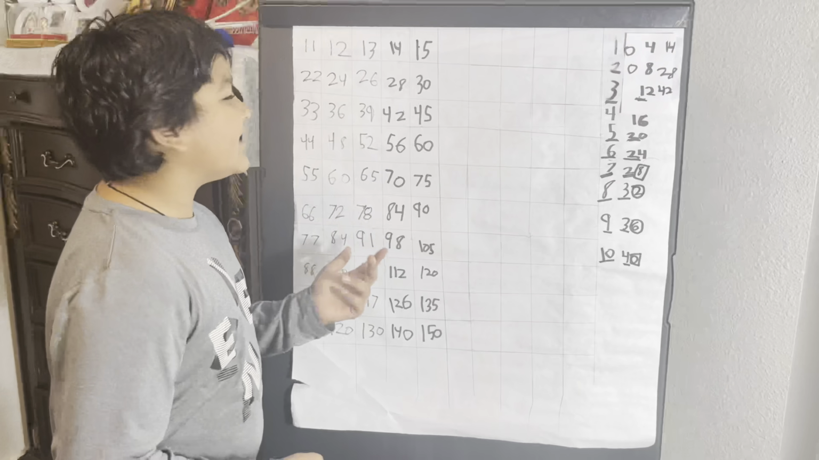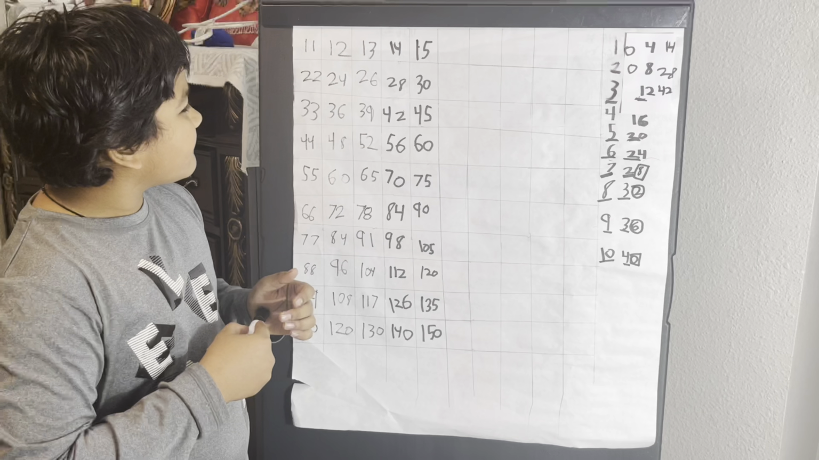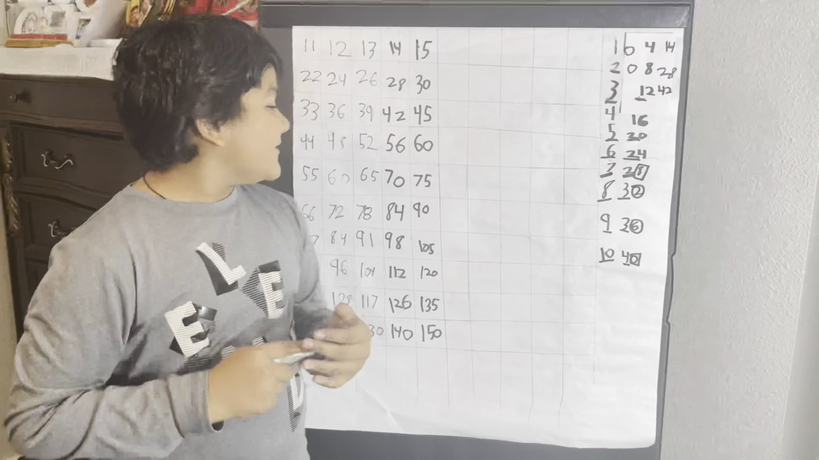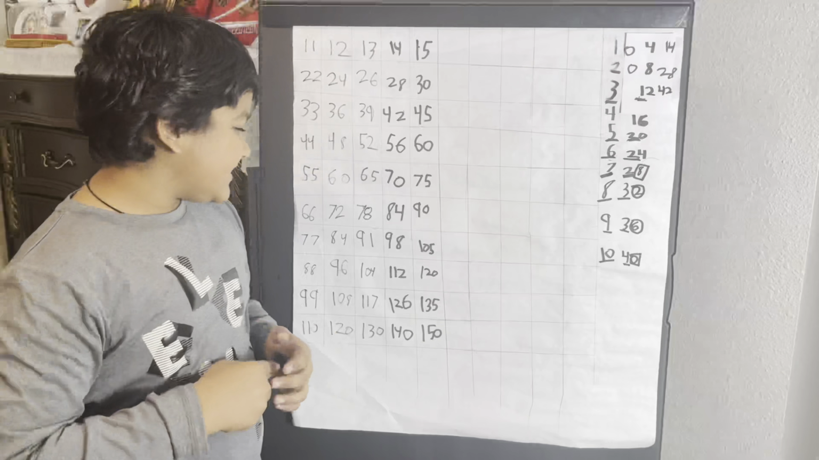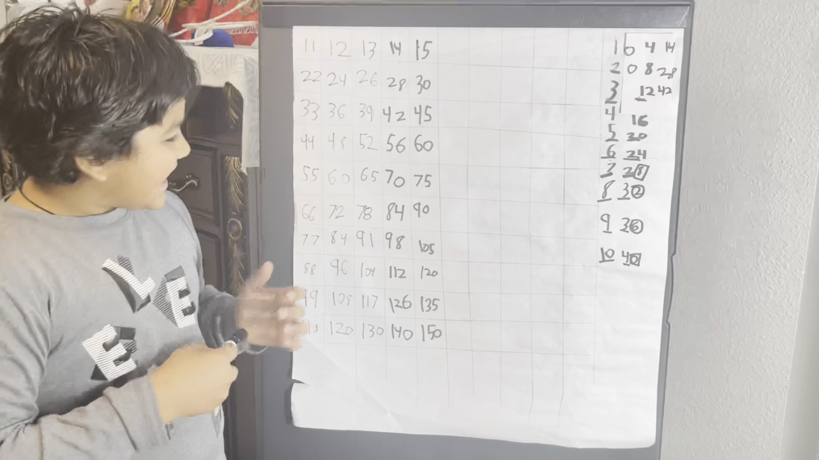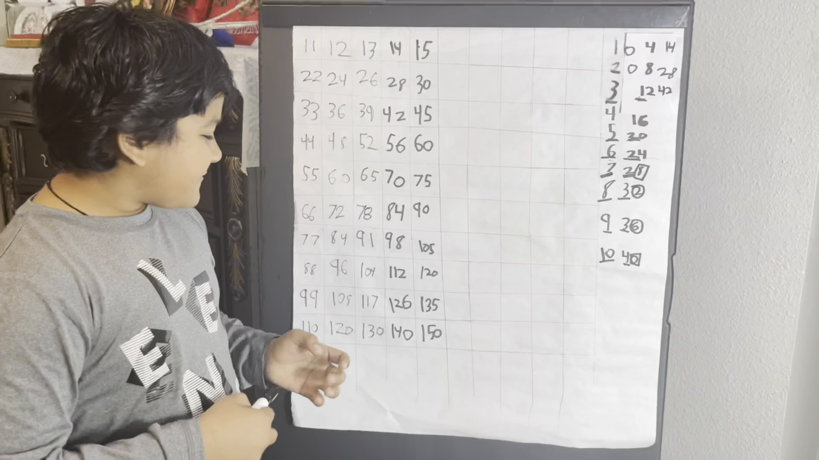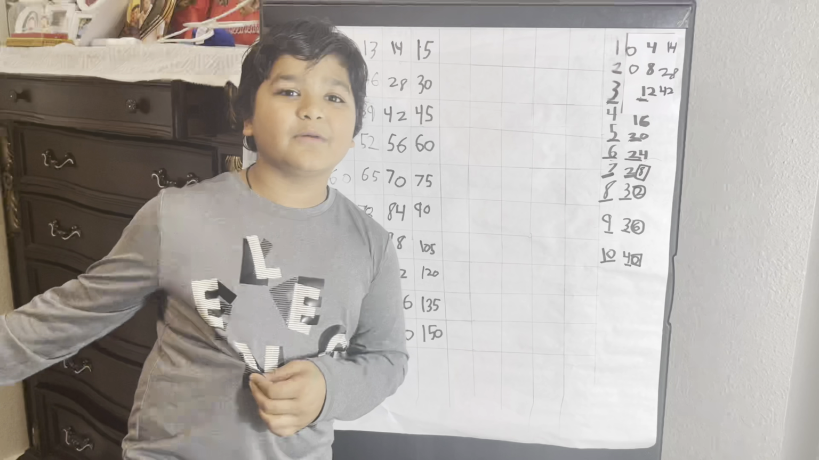15 times 1 equals 15. 15 times 2 equals 30. 15 times 3 equals 45. 15 times 4 equals 60. 15 times 5 equals 75. 15 times 6 equals 90. 15 times 7 equals 105. 15 times 8 equals 120. 15 times 9 equals 135. 15 times 10 equals 150.